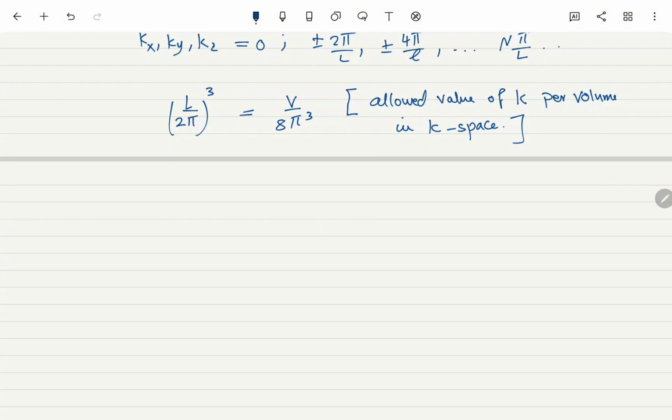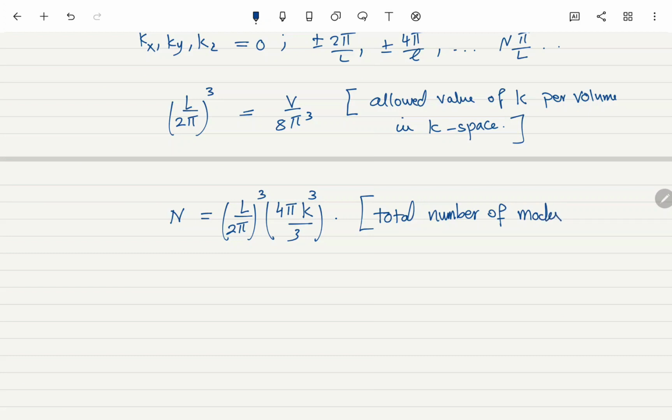One more thing to define here is the total number of modes with wave vector less than k, which is found in terms of this equation here. N in this case is equal to L over 2 pi cubed times 4 pi k cubed over 3. And again, this is the total number of modes with wave vector less than k.